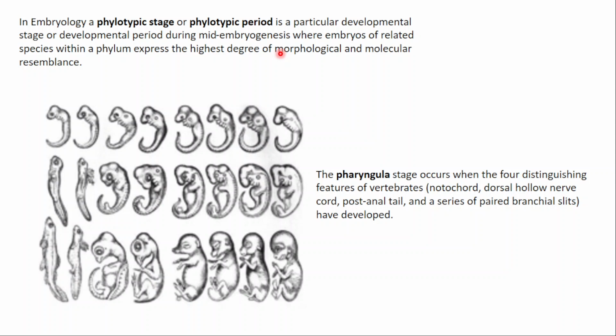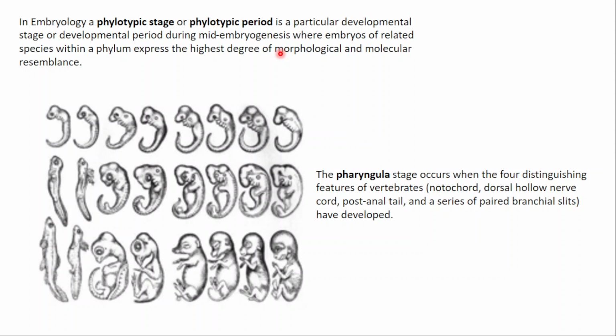So I can call a stage a phylotypic stage when, within a phylum, let's say within vertebrates, a fish embryo, a chicken embryo, a whale embryo, and a human embryo will share the highest degree of morphological similarity and molecular similarity also. So this is the last point of similarity between all the embryos in a phylum, and after that we see divergence. After that, we see species-specific structure.